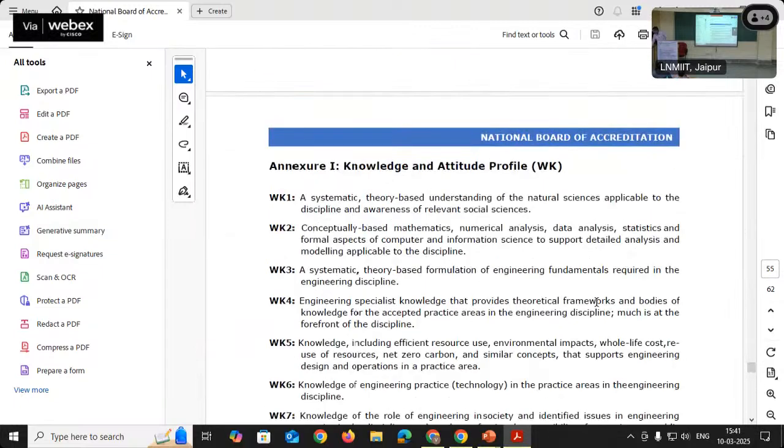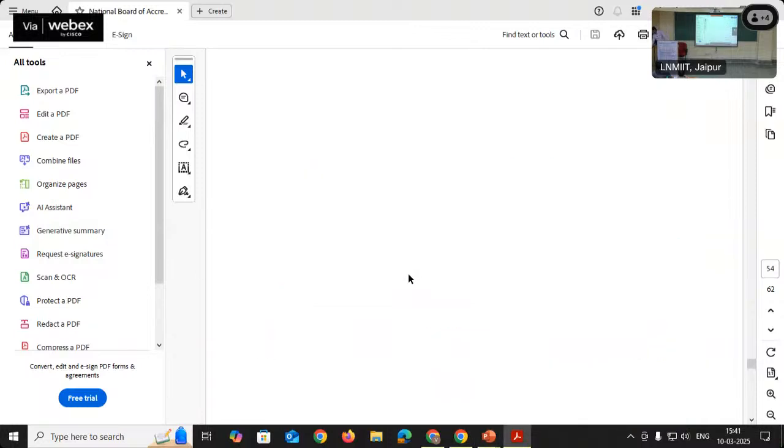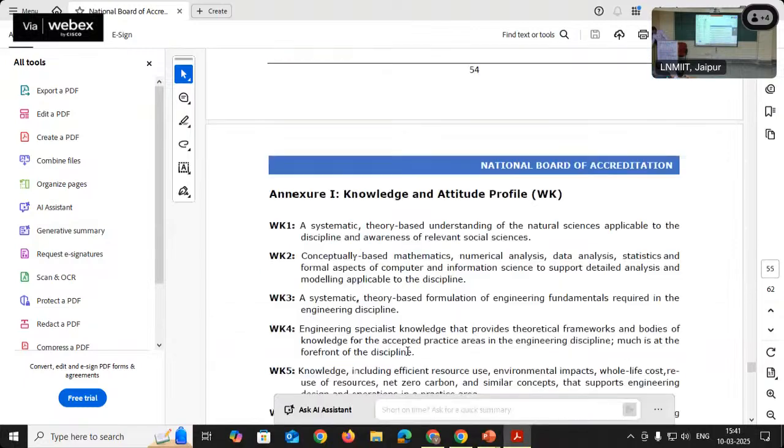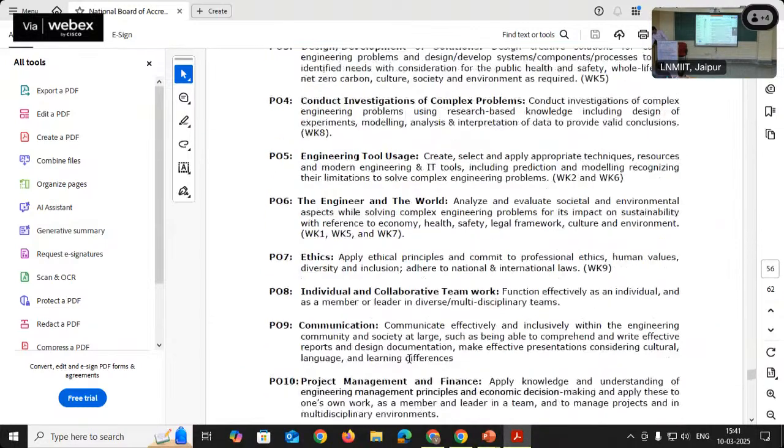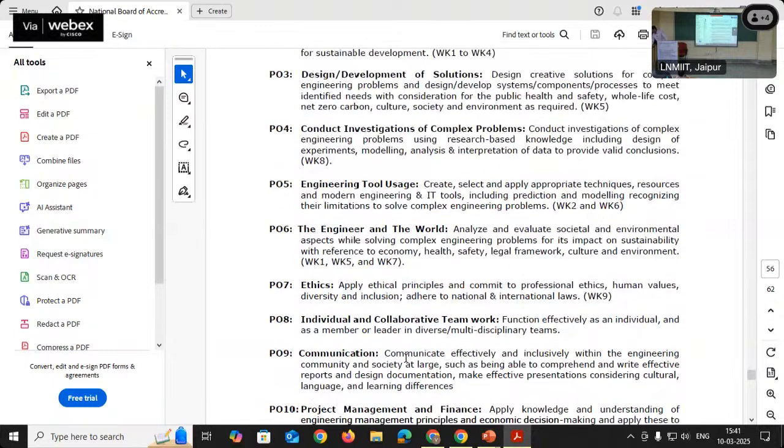See, this is the knowledge and attitude profile, WK, given by the Washington Accord, and accordingly the POs have been revised. You can see the 11 POs. They have especially mentioned the word attitude, because according to me, in these POs, if you see the wording, it comes into the behavior.